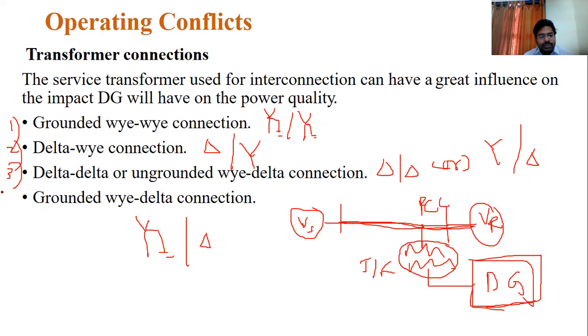Then what is the fourth one here? The fourth one is a grounded Y delta connection. Yes, this is a grounded Y and delta connection. Delta means this delta connection. So these are the four combinations of transformer connection we are going to install in this area, to interconnect the feeder as well as the DC. Now see these four types: what are some advantages, what are some disadvantages?